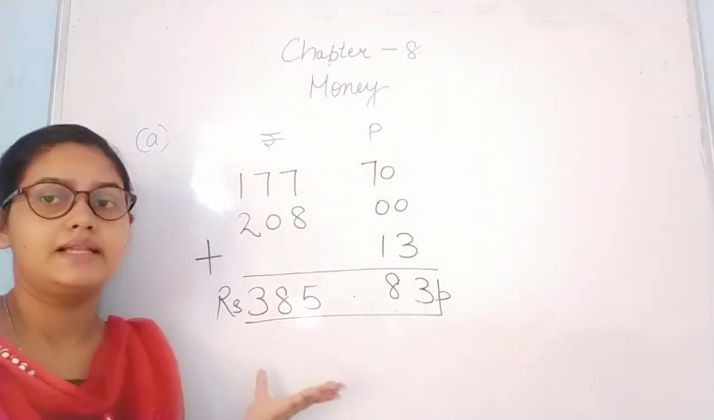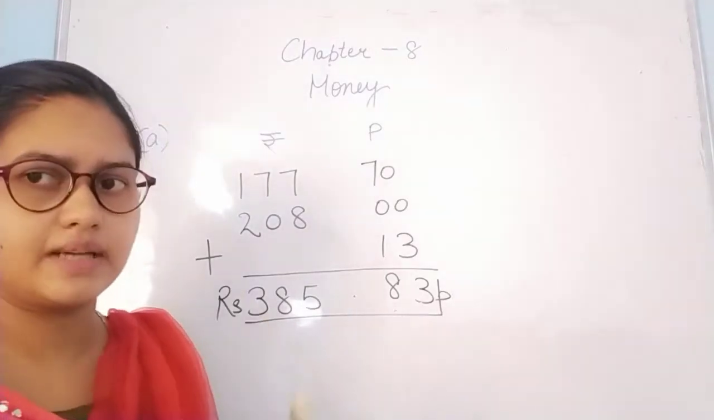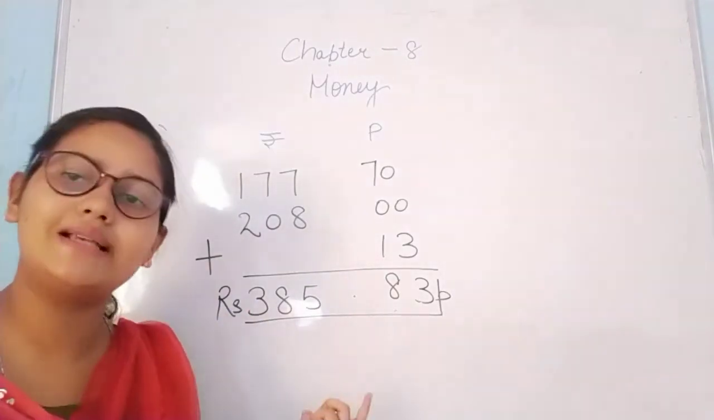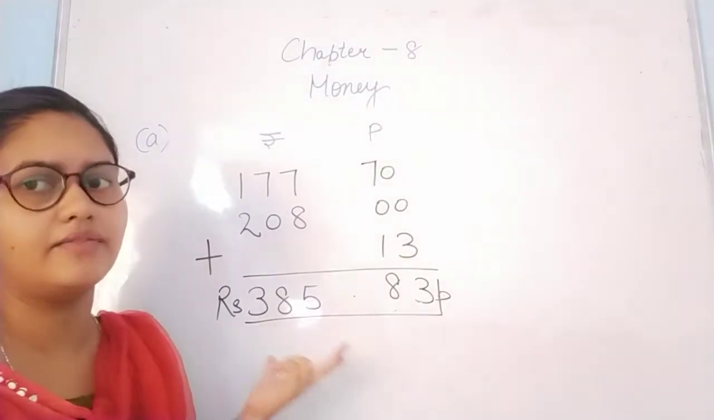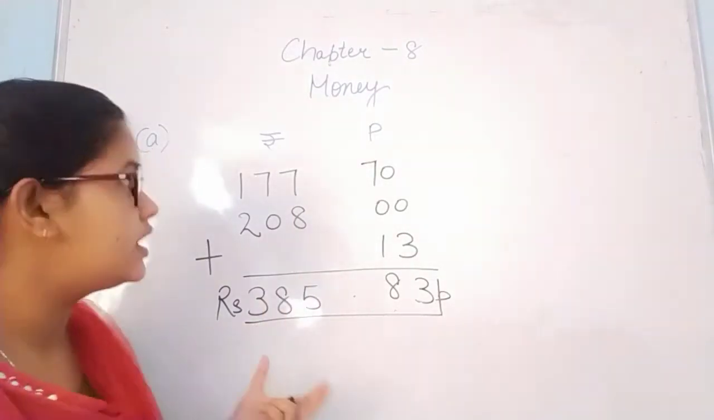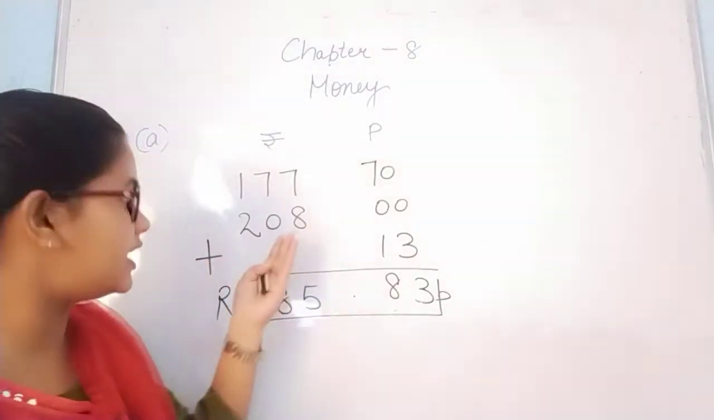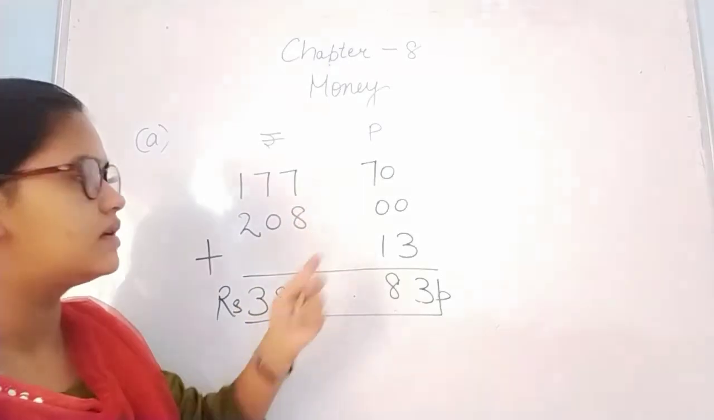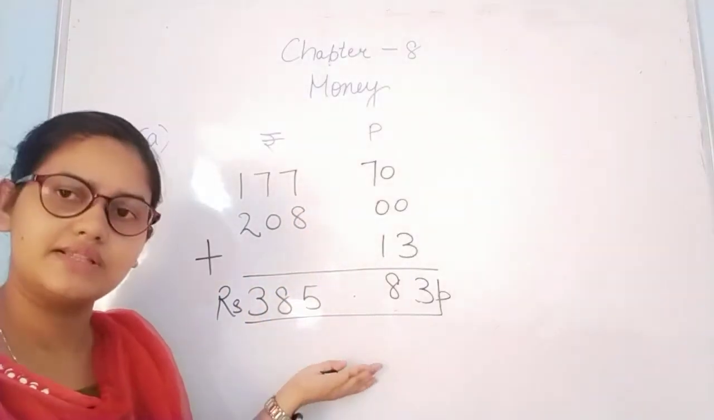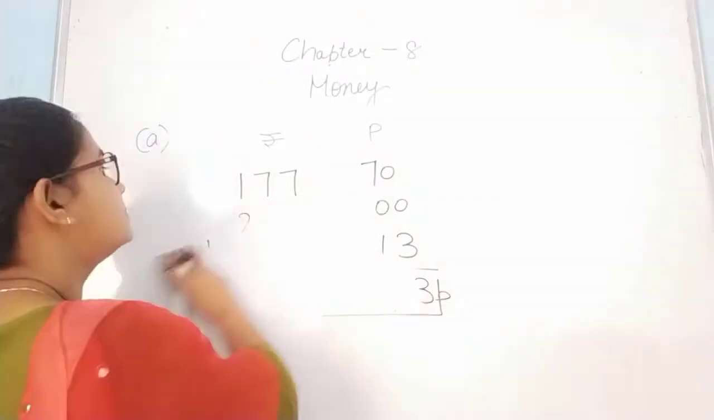Okay, the next one is to find the sum. Hope you got all the answers by the same method I have given here. With this method you can solve all these sums. If you have a 2-digit number, which means rupees and paise, or a 3-digit number like this, then you can solve the sum by this method. Okay, let's do the other one.